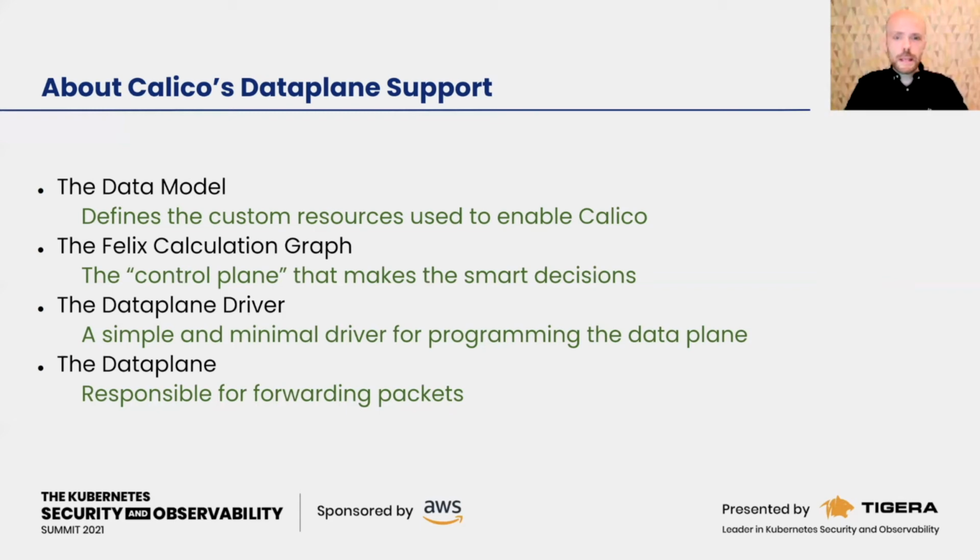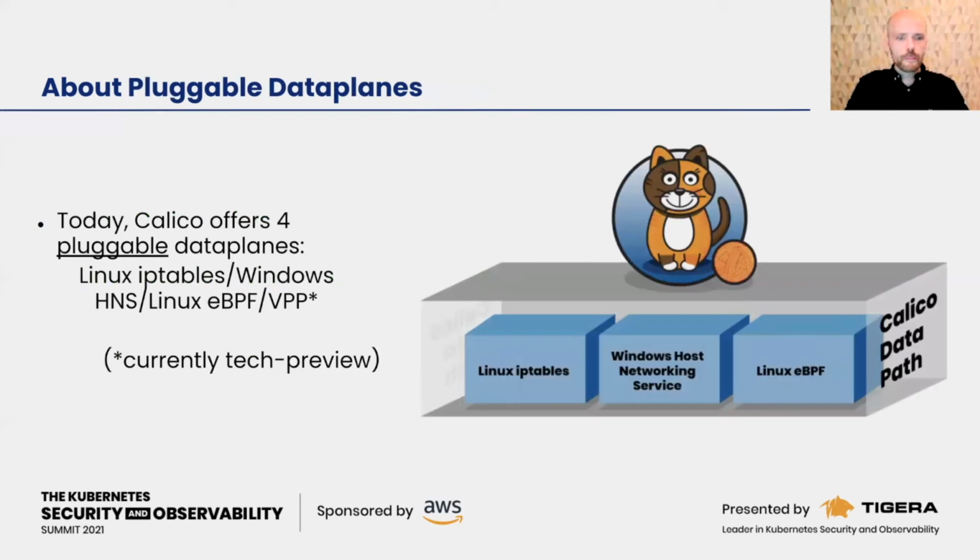It sits between the control plane and the data plane, and the data plane itself, which is responsible for forwarding packets through Calico. So note again that the Felix calculation graph is similar to the control plane, and the data plane here is responsible for forwarding packets. The data plane driver can be considered like a translation layer between the two.